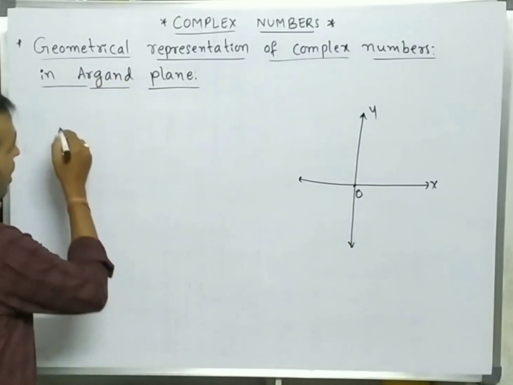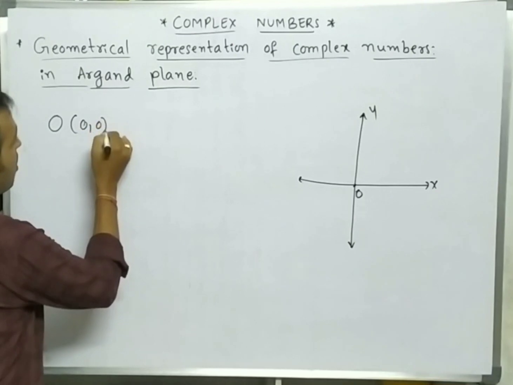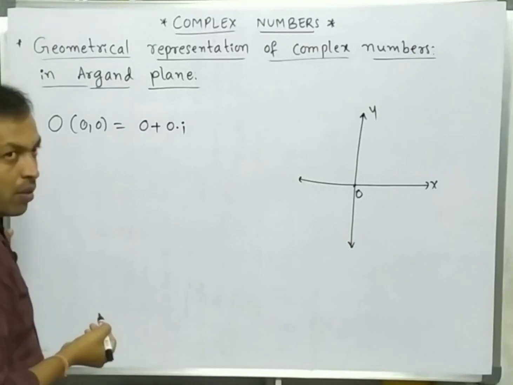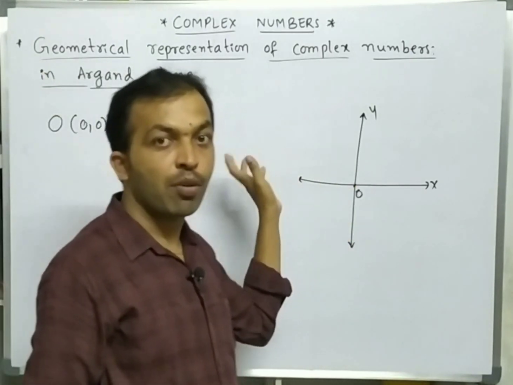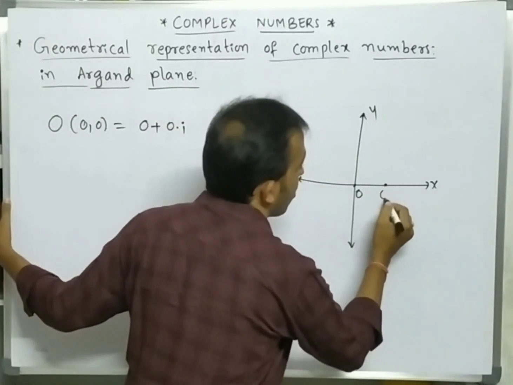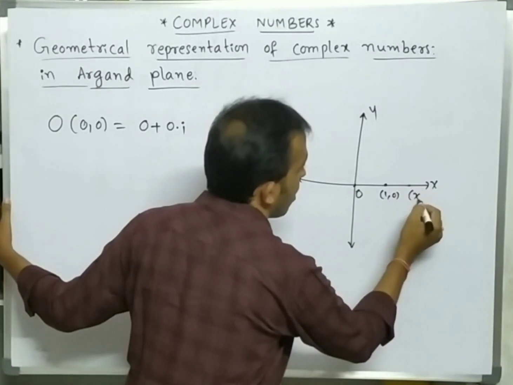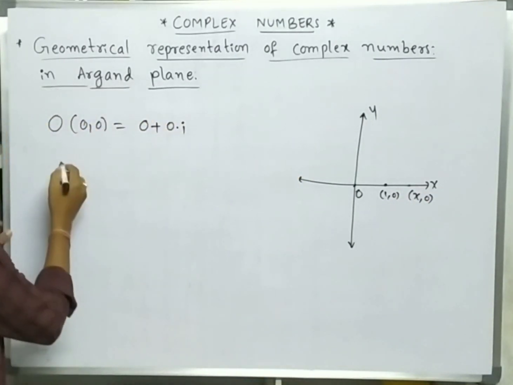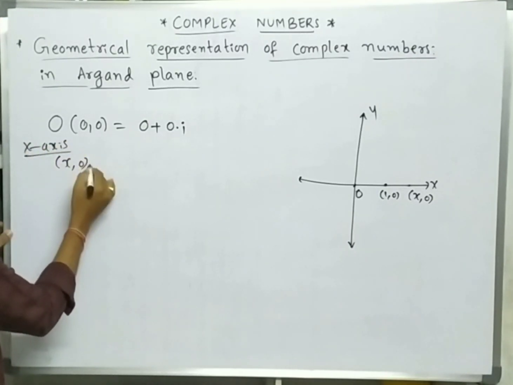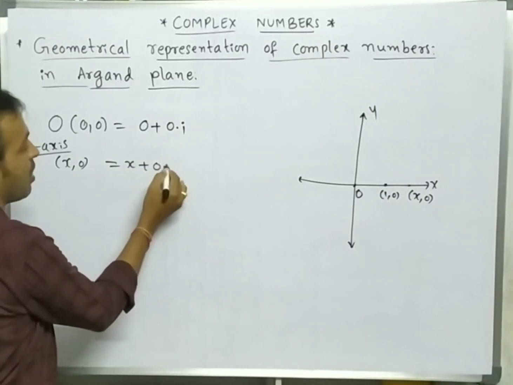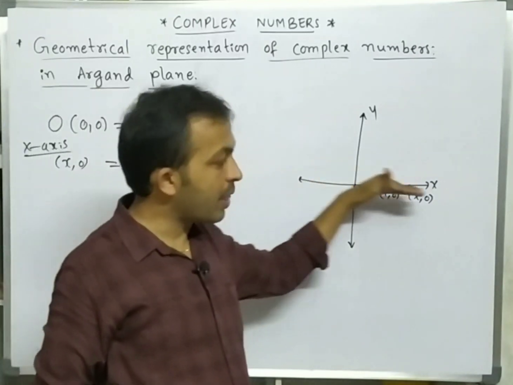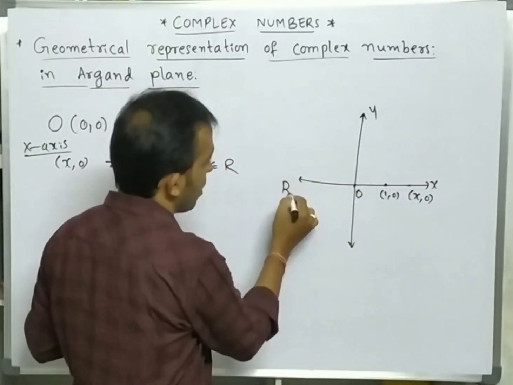Here O is called the origin, and this origin can be represented in the form x plus iy, that is 0 plus 0i. We can represent the origin as the complex number 0 plus 0i. On the x-axis the points are of the form 1 comma 0, and in general x comma 0, which can be represented as x plus 0i, which is equal to x, which is purely real. That's why this x-axis is called the real axis.